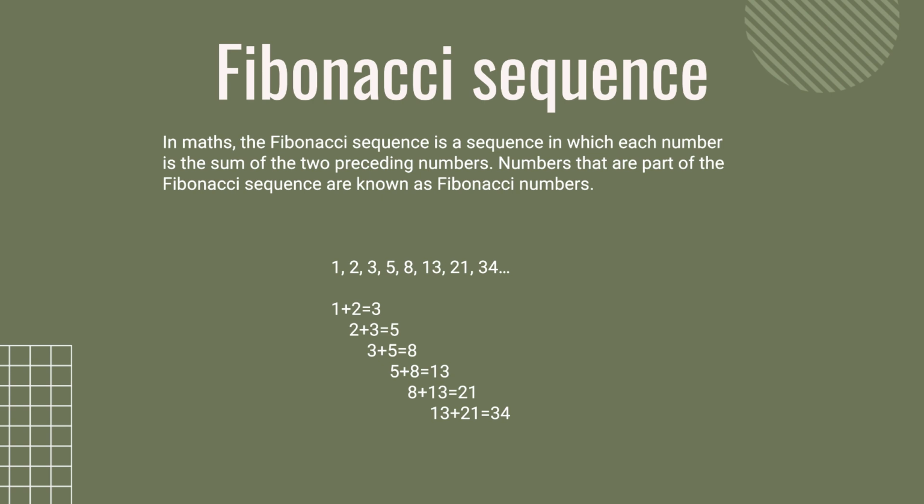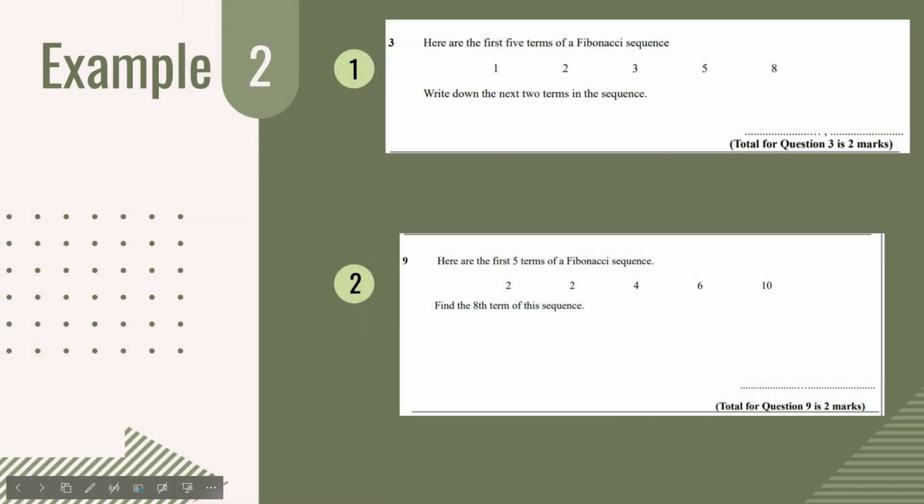So, as we can see, the original Fibonacci sequence here is 1, 2, 3, 5, 8, 13, 21, 34, and so on. As you can see by the working out, 1 plus 2 equals 3, 2 plus 3 equals 5, 3 plus 5 equals 8, 5 plus 8 equals 13, and so on. You'll probably be asked to answer one of these in your exams, and they're probably worth like 1 or 2 marks. Here are some more exam questions to have a go at.